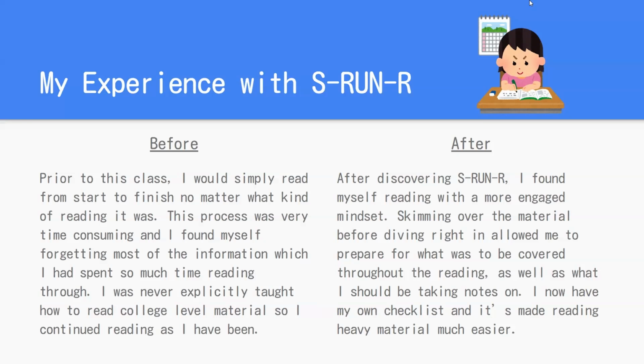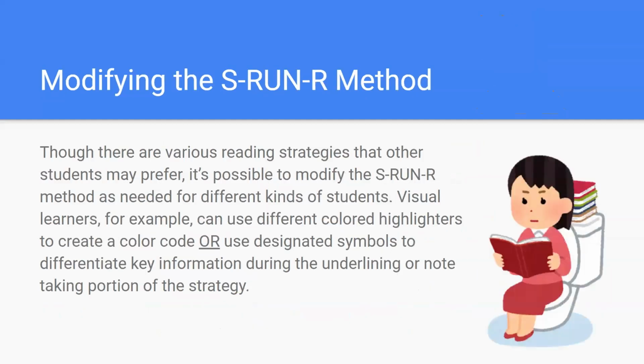But after finding out about the SQ3R method, I've kind of developed this little checklist that's made reading heavy material much easier to read. And overall, it just saves me a lot of time and helps me understand the material better. But I understand that this method of reading might not work for all students, as again, there are different types of learners out there. It might be easier to fall to another type of reading strategy, but it's definitely still possible to modify the strategy to the needs of different students, like visual learners, for example.